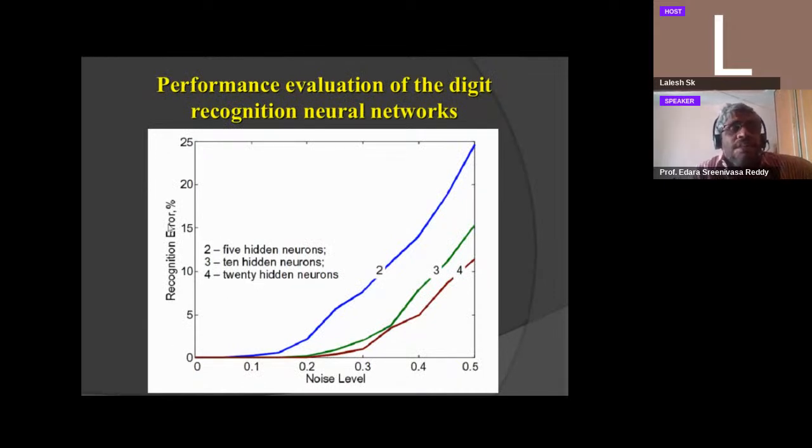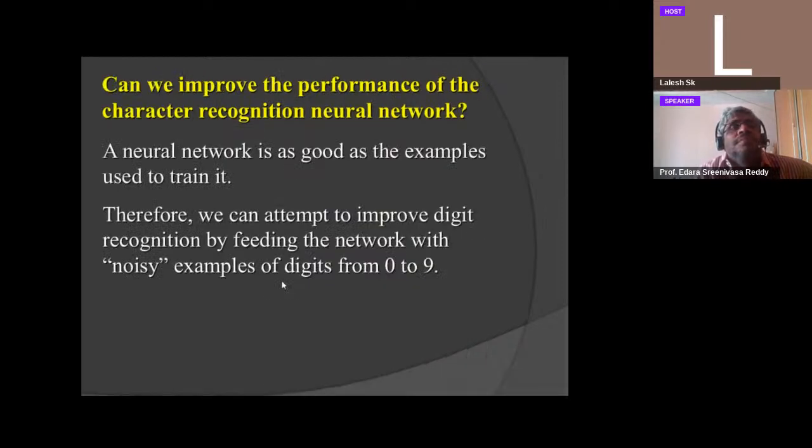And similarly, the recognition error for 5 hidden neurons, 10 hidden neurons, and 20 hidden neurons. So try with the nice examples. As I have given only printed characters, now try with noisy examples. Noisy examples means handwritten. Then you come to know.